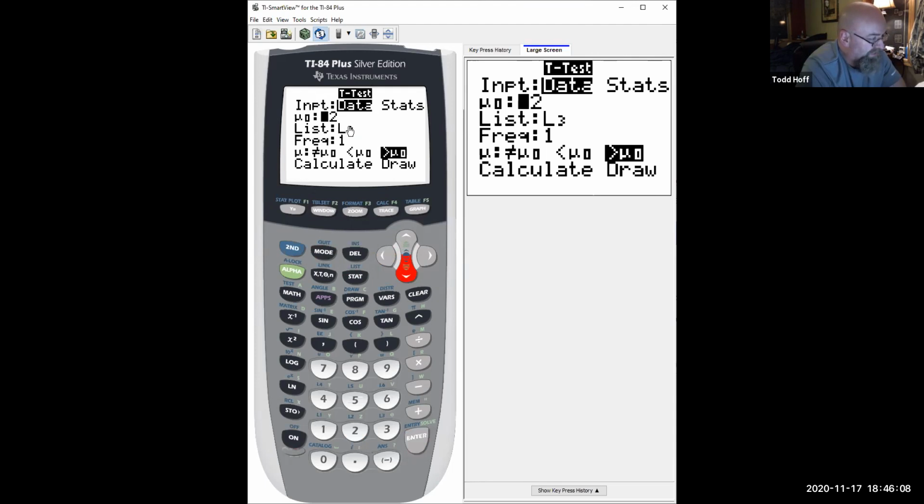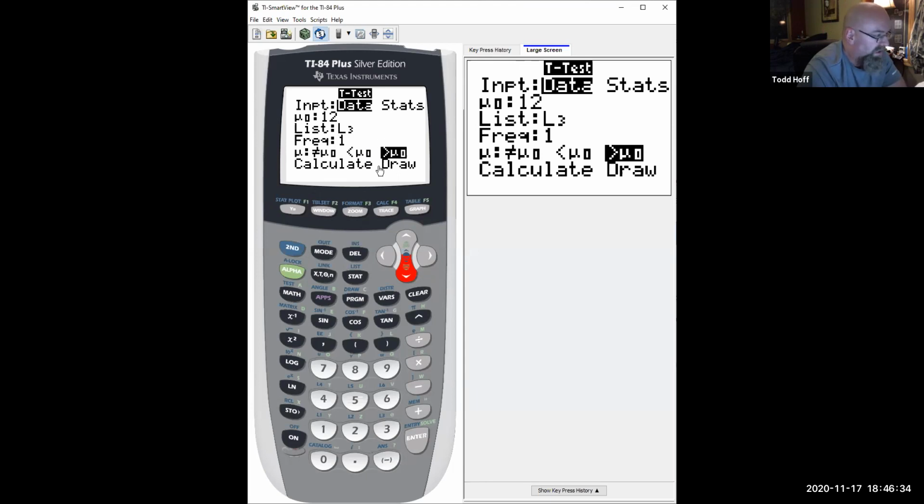Our hypothesized difference is 12. Our data is in list 3. Now, if that says list 1, you just do second, 3, and it's going to bring it to list 3. Frequency always gets left at 1. The frequency, anything other than 1 is for more advanced tests where the data is being repeated more than once. We're going to leave that at 1 always for everything we do.